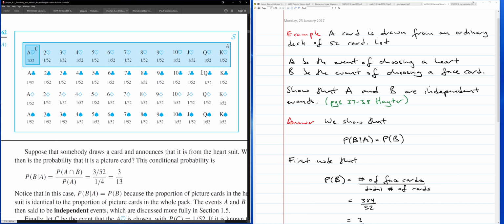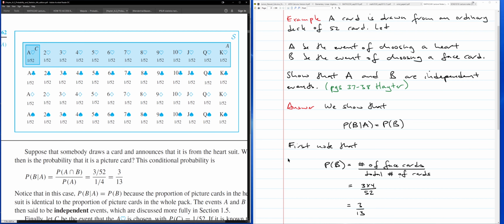So you're going to have 3 times 4, 12 face cards. And so the event B would consist of 12 occurrences here. And the probability of B occurring is the number of outcomes in your event over the total number of outcomes in your sample space. In other words, the number of face cards, which is 12, over your total number of cards, which is 52. So what you get is 3 on 13. Okay, so that's the probability of B.